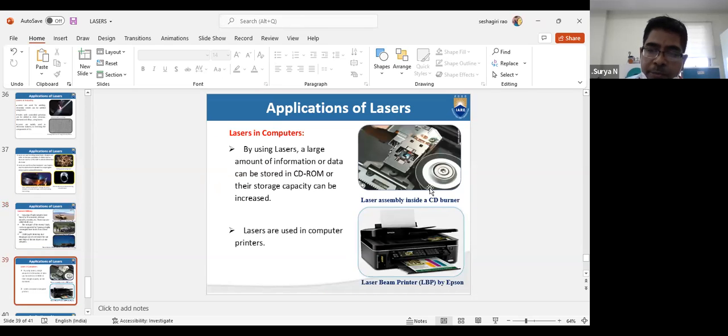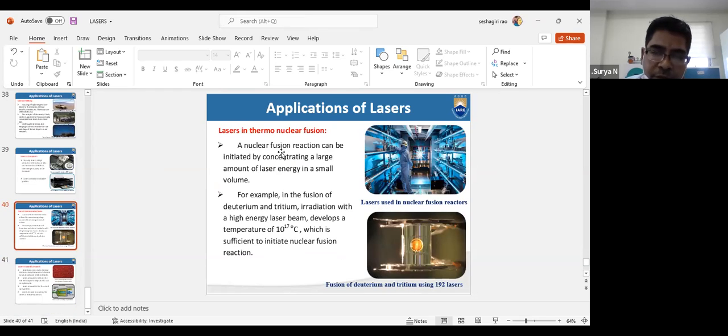They are used in computers, that is laser printers. They are used in thermonuclear fusion. Nuclear fusion reaction can be initiated by concentrating a large amount of laser energy in a small volume. For example, in the fusion of deuterium and tritium, irradiation with a high energy laser beam develops a temperature of around 10^17 degrees centigrade, which is sufficient to initiate the nuclear fusion reaction. So these are some of the applications.